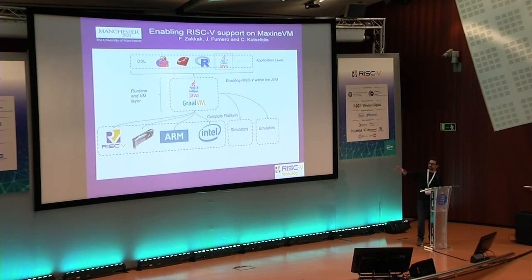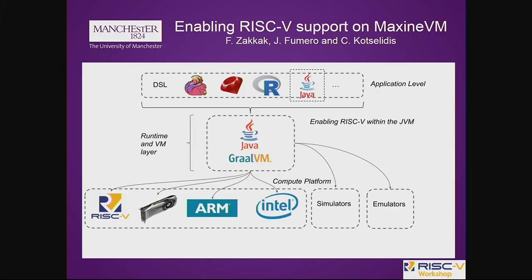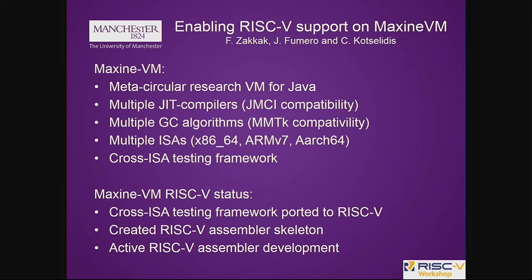Apart from the RISC-V backend, we have other ports for Intel, for ARMv8, and for the GPU. I'm actually in charge of the GPU backend, so you can ask me later if you want. Maxine is a meta-circular virtual machine. What does it mean? It's a Java virtual machine written in Java. It has a couple of JIT compilers, C1X and T1X.